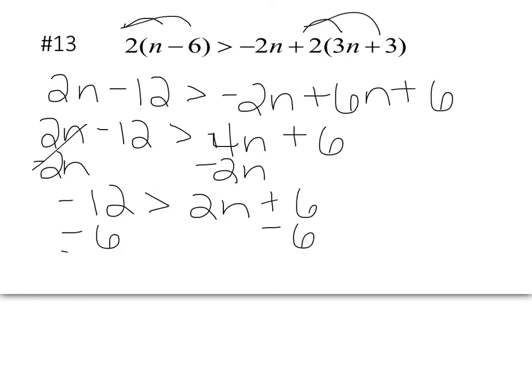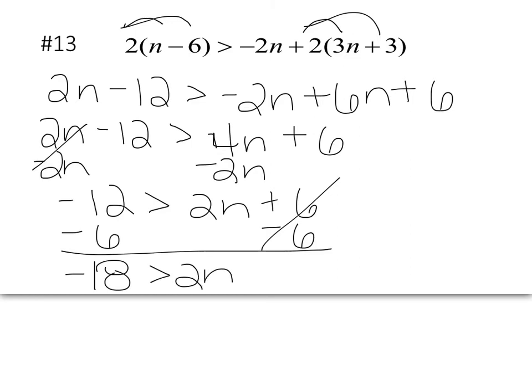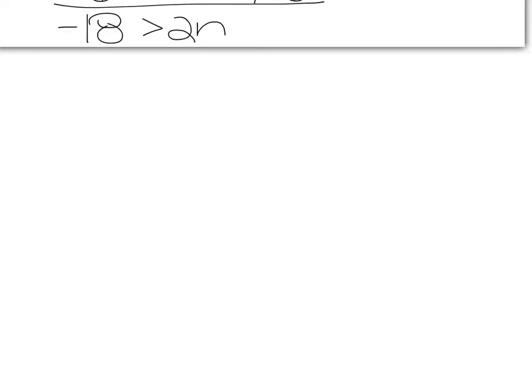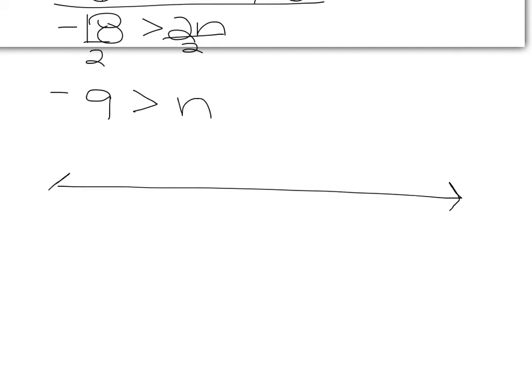Now isolate your variable. Negative 18 is greater than 2n. Divide both sides by 2. Negative 9 is greater than n. Your variable is not first. Be careful when you make your graph because you're in the negatives. So it's going to be an open circle at negative 9.